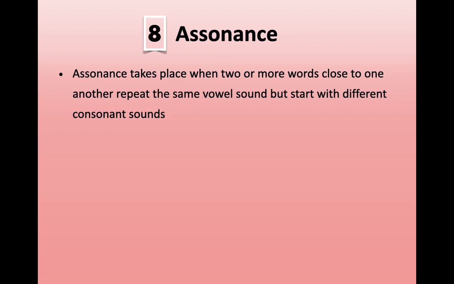I am also reminded of W.B. Yeats's famous line in Sailing to Byzantium. "That dolphin-torn, that gong-tormented sea." O sound. Assonance takes place when two or more words close to one another repeat the same vowel sound but start with different consonant sounds.